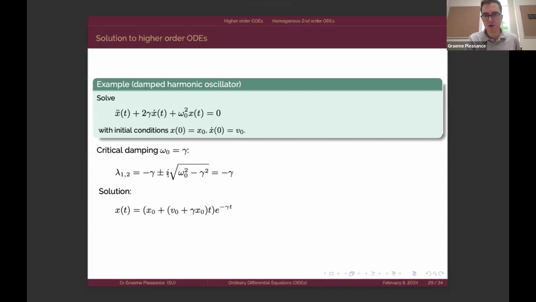By doing so, we can rewrite the general solution in terms of x naught and v naught, and also this other constant gamma that corresponds to the friction.